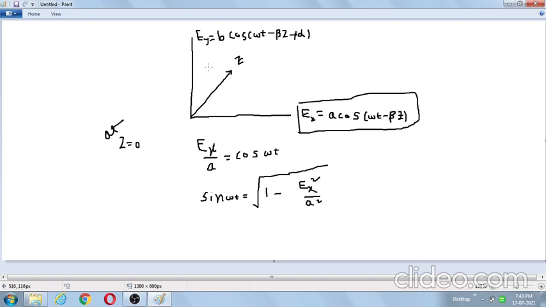Now coming to this equation Ey. So at z is equal to 0, what happened? Ey by b is equal to cos(omega t plus alpha). Here alpha is the phase difference between x component and y component.